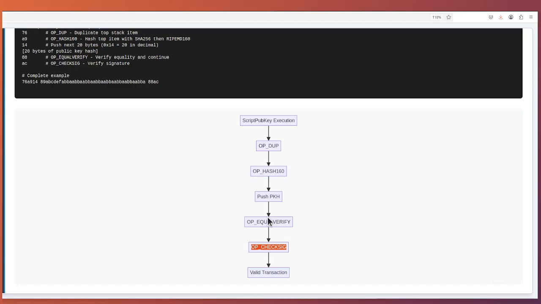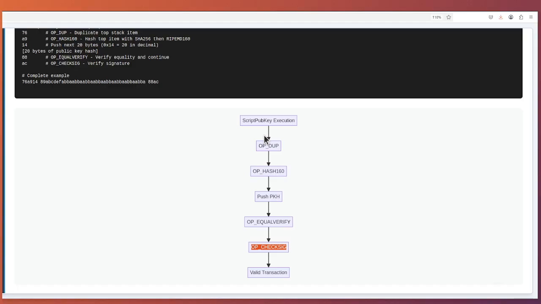88 is OP_EQUALVERIFY, and AC is OP_CHECKSIG. This standardized format allows Bitcoin software to quickly identify P2PKH outputs and process them efficiently. What makes this script particularly clever is its use of cryptographic operations to verify ownership without revealing the actual private key. The recipient must provide both their public key and a signature, but the public key is not known to the network until they spend the output.